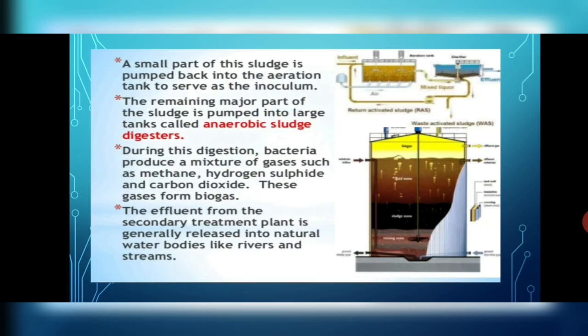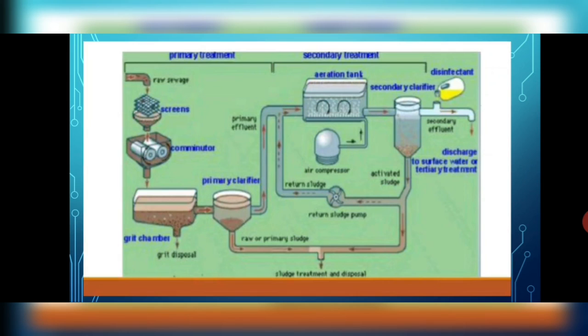The effluent from secondary treatment plant is generally released into the river, because as you have seen, after all this treatment, we have actually removed all the polluting material from it. So as you can see here in this diagram very clearly, first the raw sewage is sent through screens, then from a comminutor it is sent to the primary clarifier. After that it goes to the aeration tank, last to the anaerobic digester, and finally the secondary effluent is given into the river. I hope you all understood what I taught.